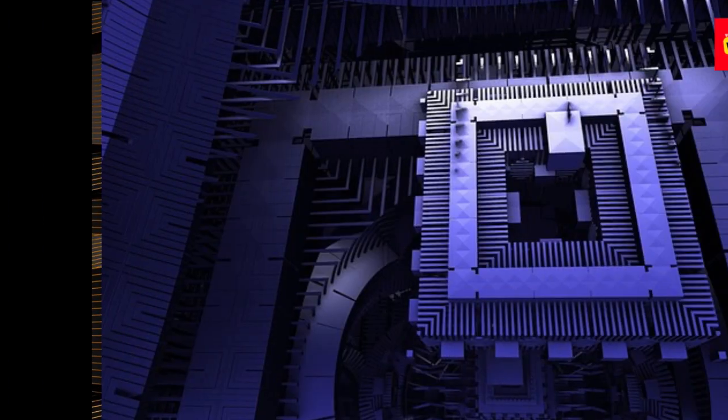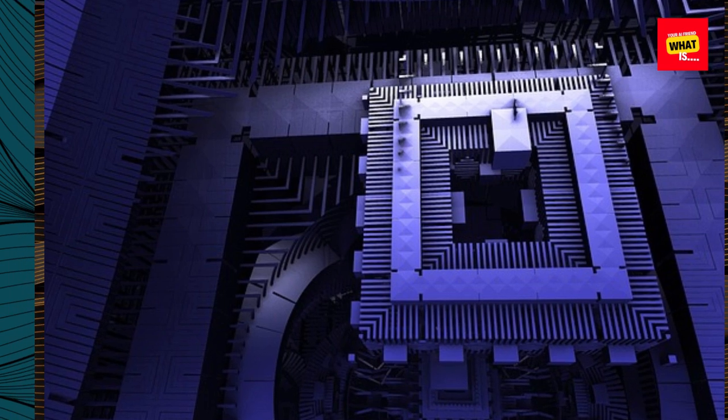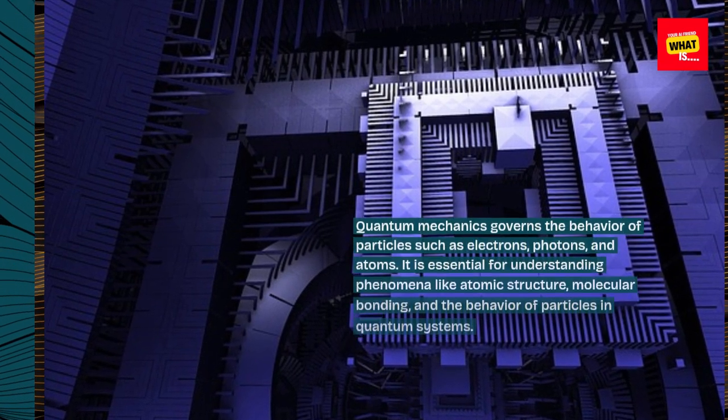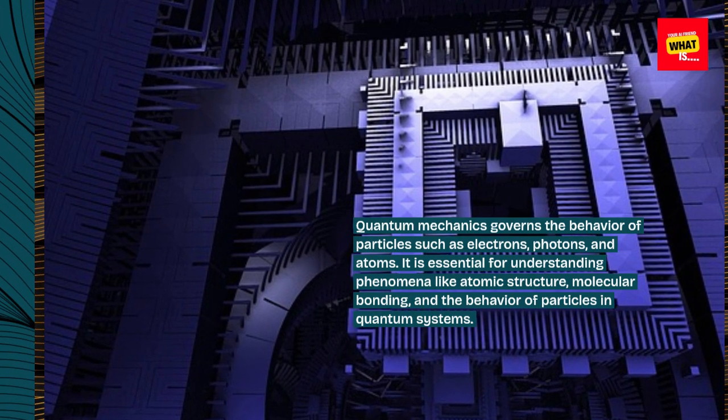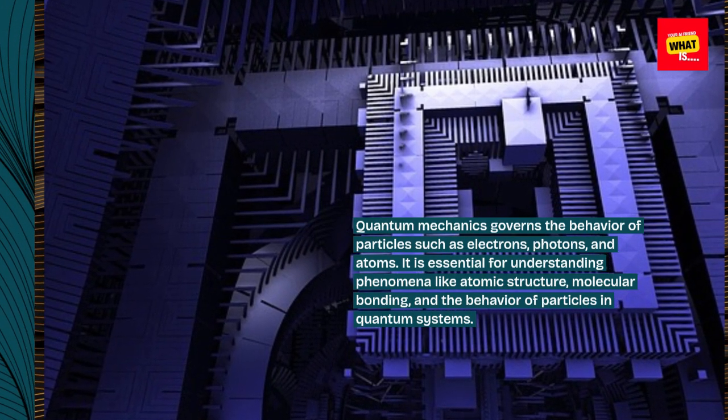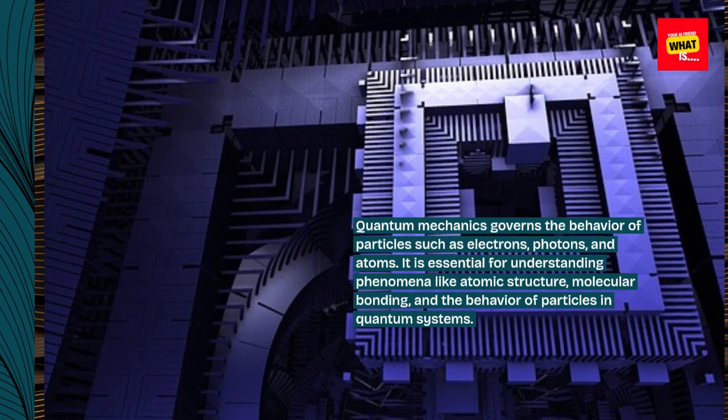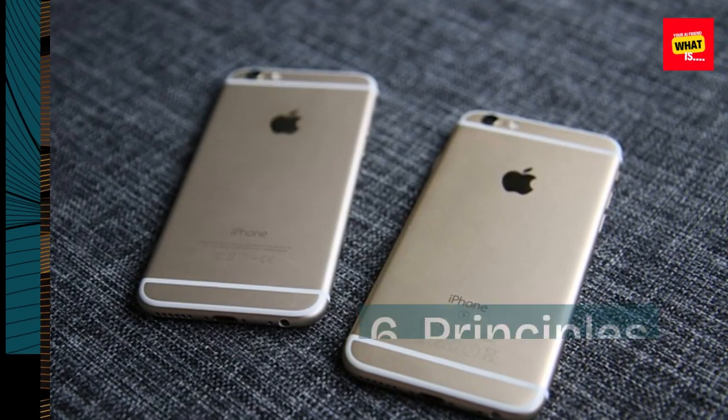5. Scope. Quantum mechanics governs the behavior of particles such as electrons, photons, and atoms. It is essential for understanding phenomena like atomic structure, molecular bonding, and the behavior of particles in quantum systems.